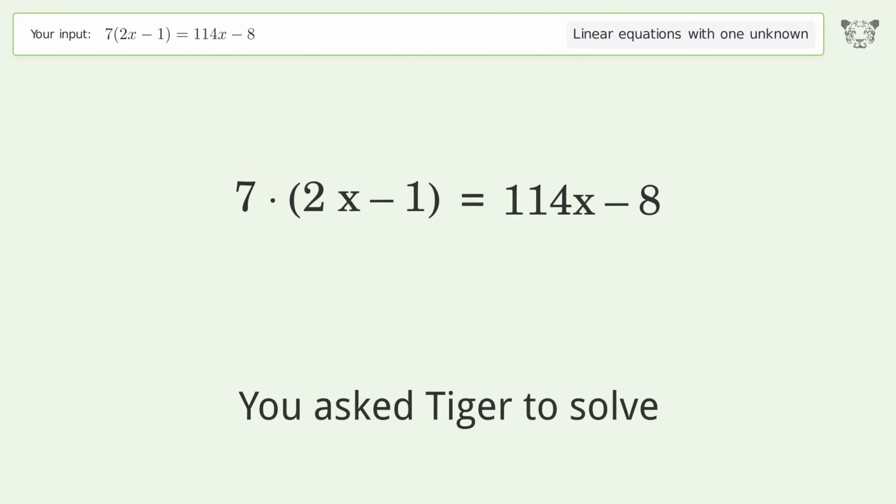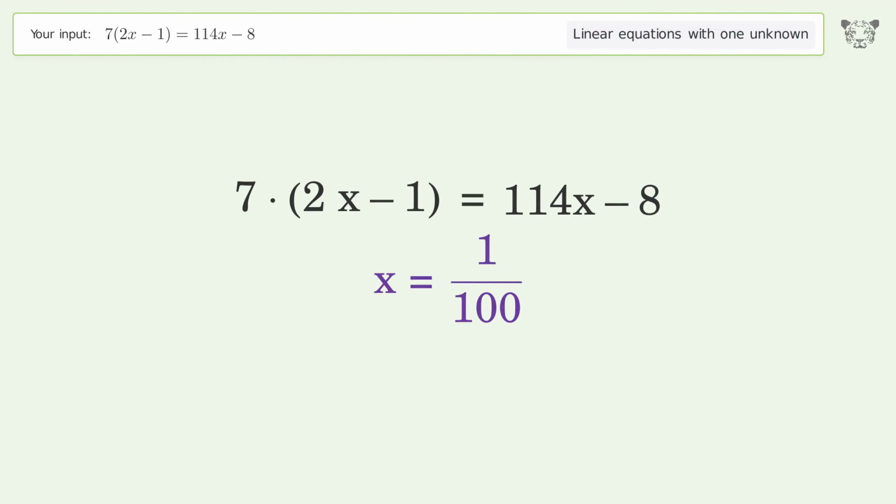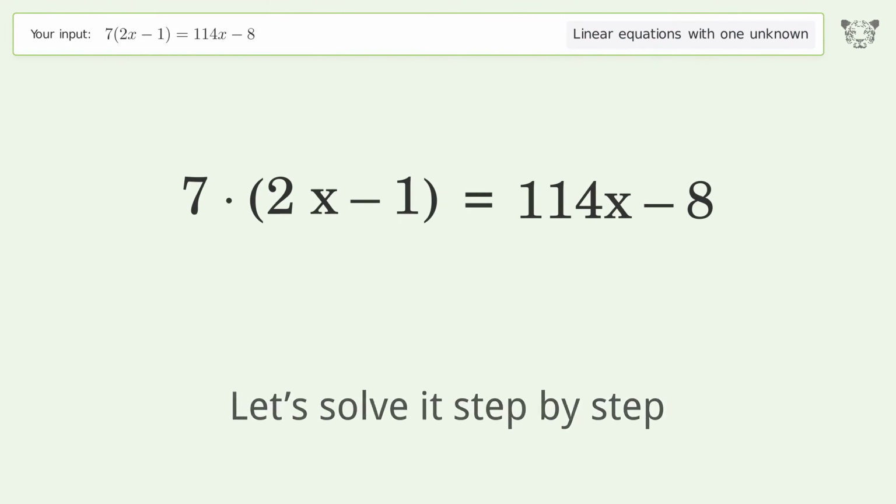You ask Tiger to solve. This deals with linear equations with one unknown. The final result is x equals 1 over 100. Let's solve it step by step.